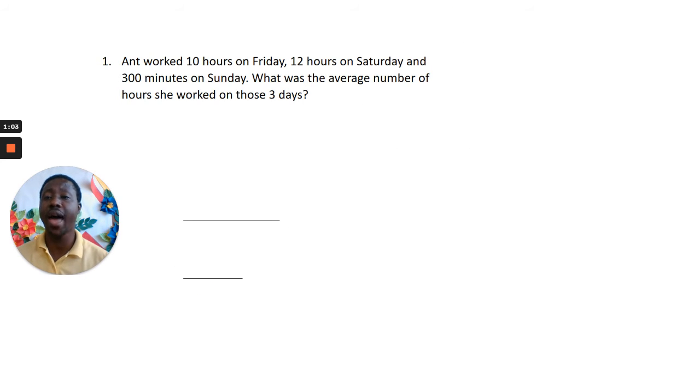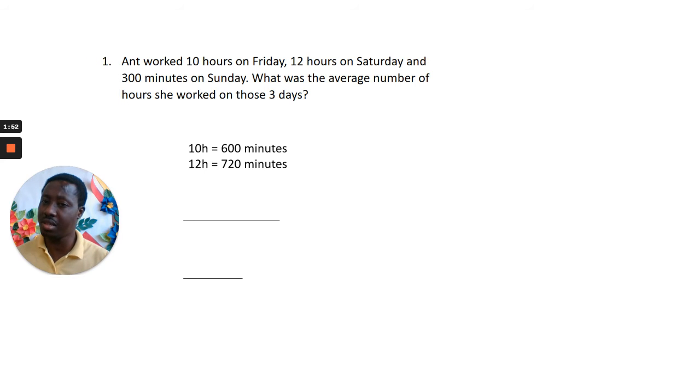Here we have been talked about Ant who is working 3 days. On the first day, Friday, is 10 hours. Saturday 12 hours, and on Sunday 300 minutes. So you could see that we have Friday in hours, Saturday in hours, but Sunday in minutes. So change all of them to be hours, or change all of them to be minutes. For example, if you have 300 minutes, you can change them to hours, or if you have 10 hours, we can change them to minutes. Let's change all of them to minutes and see.